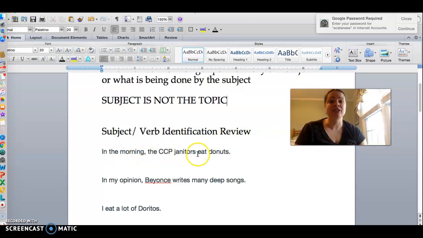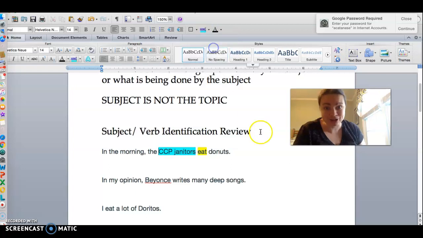The CCP janitors eat donuts. We're going to look for what seems like an action or a state of being. To me, eat, right, active. That seems like an action. So we're going to say eat is the verb. Okay, so we're testing it out and we're going to highlight the verbs in yellow. And then who's doing the eating? Are the donuts eating anything? No, the donuts are not eating anything. They're being eaten, the poor donuts. So the janitors are doing the eating. So the janitors are going to be the subject. So the janitors is the subject, eat is the verb.